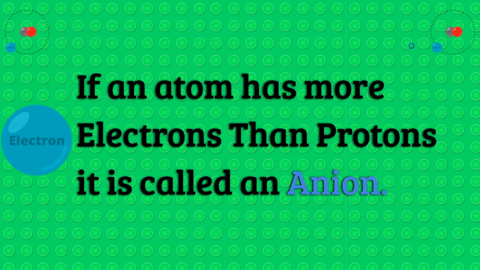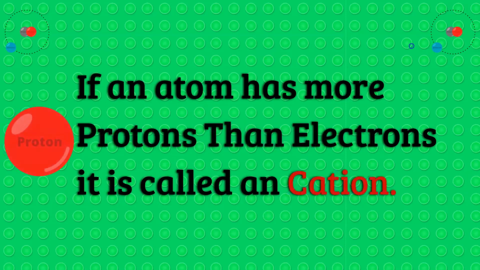Now, if an atom receives an electron, that atom has more electrons than protons, and it has a negative charge because it has more electrons. That particular atom is now known as an anion. If the atom has more protons than electrons, it is called a cation, and it has a positive charge.